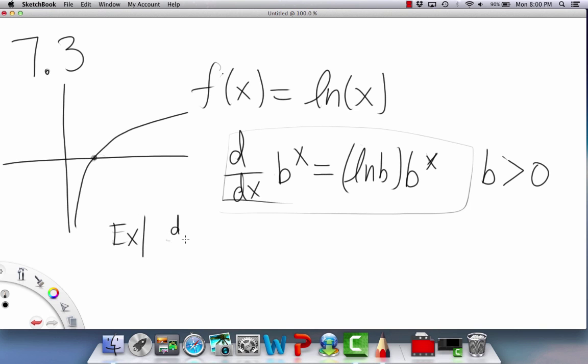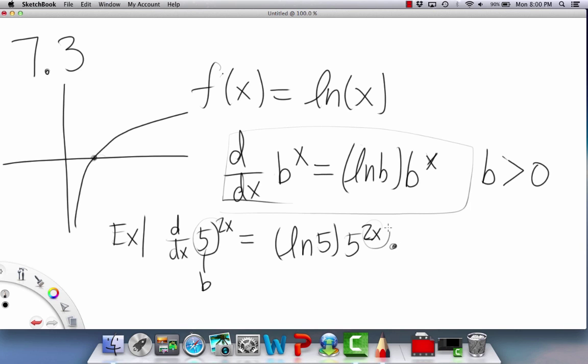So let's calculate the derivative of 5 to the 2x. Okay, so according to this formula, our b is 5, right? So we're going to plug it in. So we have ln 5 so far times 5 to the whatever we had before, so 2x, right? And then there's a little bit of a twist because we have to do chain rule, right? This is a function of x technically. So the derivative of the exponent is 2. So our final answer is 2 ln 5 times 5 to the 2x. Okay, so that's it for that one.